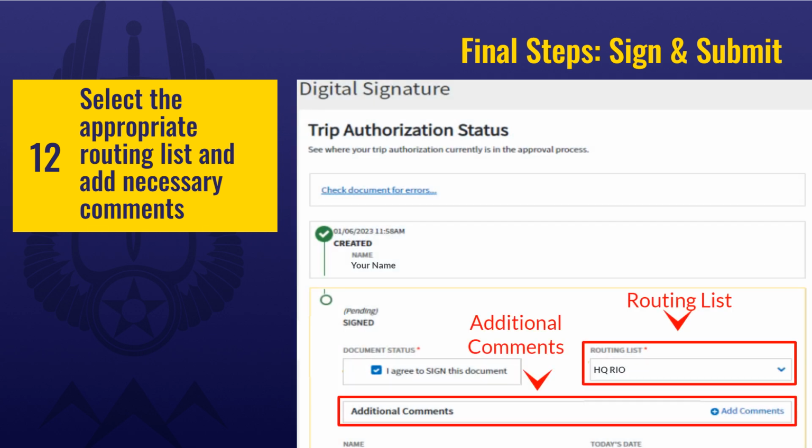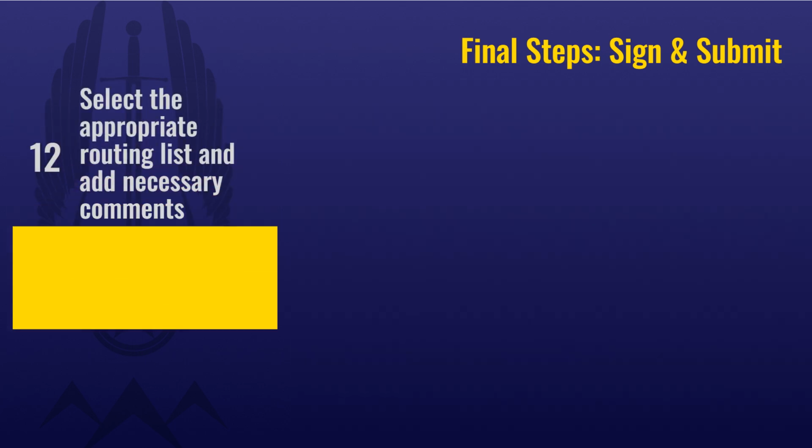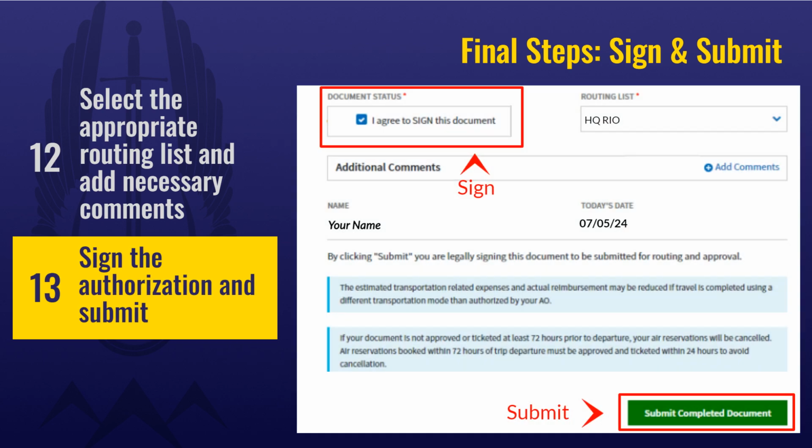On the Sign and Submit page, select the appropriate routing list and provide necessary comments. Once you have selected the routing list and added comments, you are ready to sign the authorization and submit.